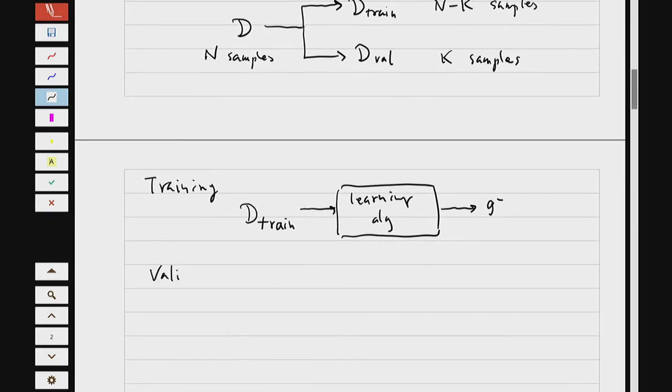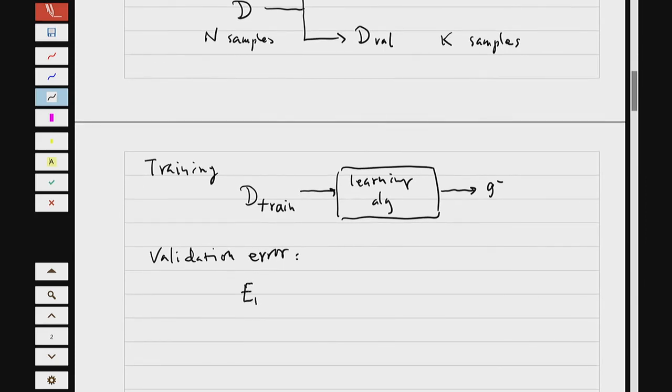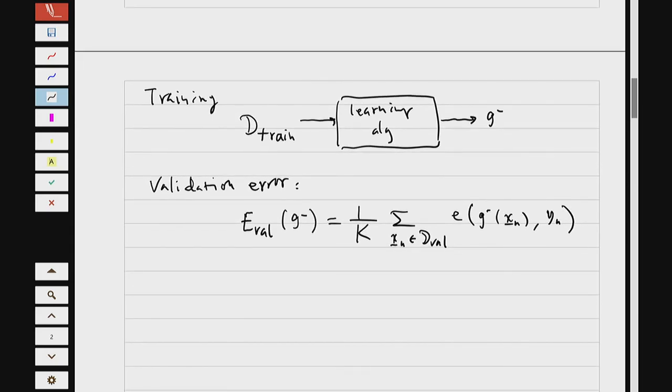But now you get a chance to do validation. And you can check the validation error, which we denote by E val for this G minus. It is, of course, 1 over K, the average, over x_n in the validation set, of this error. So it is the average error over the validation set. This is very clear, right? This is what you have done already. Should be very familiar to you. We're just writing it down more formally, mathematically, that's all.